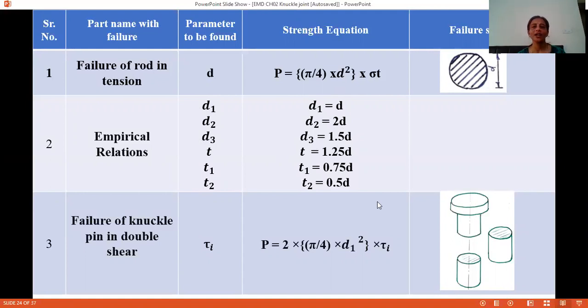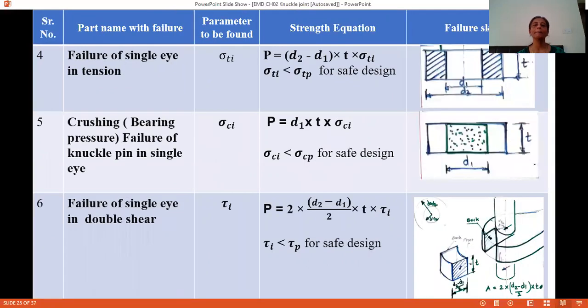Third step is the failure of knuckle pin in double shear failure. We can see this sketch. There are two areas. So strength equation is P is equal to 2 into pi by 4 D1 square into tau induced. From this equation, we will find tau induced and compare it with the permissible value.